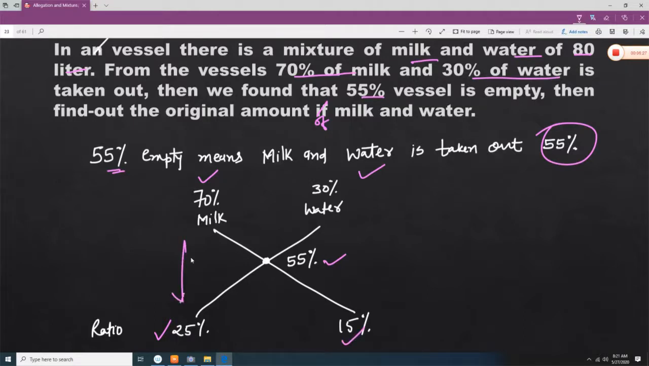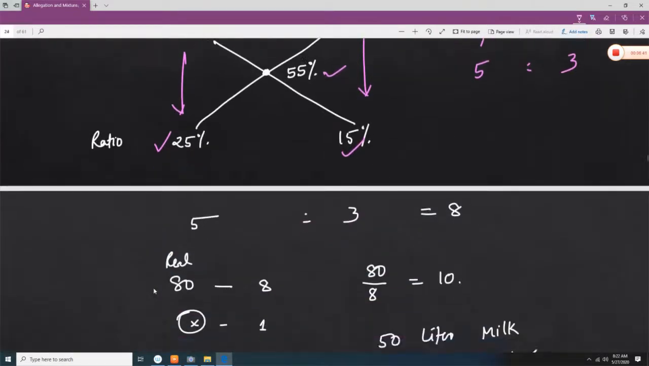So the ratio is going to be 25:15. Now 25% and 15%, so the percentages cancel. 5 fives are 25, 5 threes are 15. So 5:3 is the ratio. 5 is to 3 is the ratio. What is the total? The total will be 8.